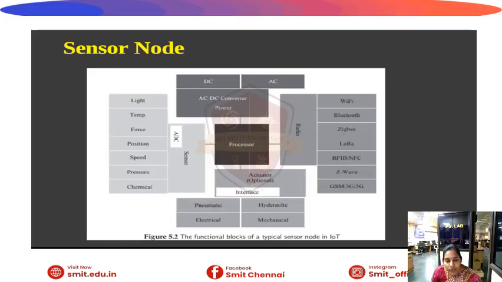This is the functional block diagram of the sensor node with the IoT. These are the types of sensors: light sensor, temperature sensor, position, speed, pressure, and chemical sensors used in the IoT. Next, it is connected to the processor, and then to the actuators and Wi-Fi, Bluetooth, Zigbee, like that.